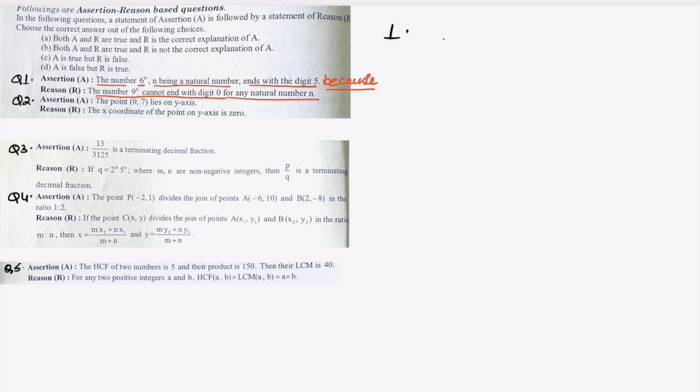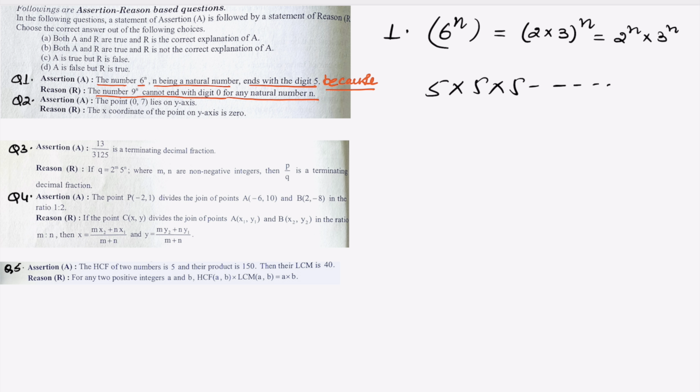First it is saying the number 6 to the power n. Here we can see that the prime factors of 6 are 2 into 3, to the power n, which equals 2 to the power n into 3 to the power n. So for a number to end with the digit 5, its prime factorization should consist either of only 5, or of 5 along with other odd primes. Here what I am saying is, for a number to end with 5, let's first talk about 5: 5 into 5 into 5, and so on n times, will give a number that ends with 5.